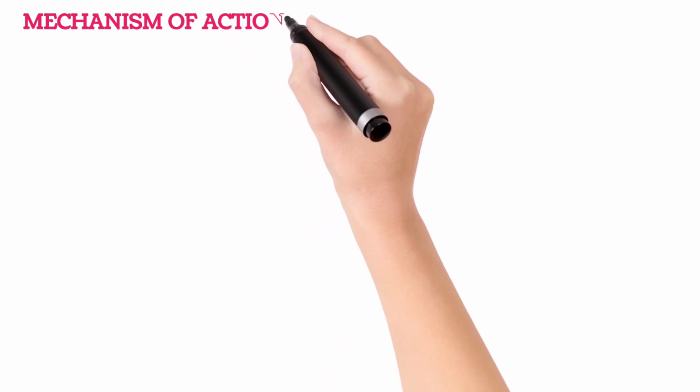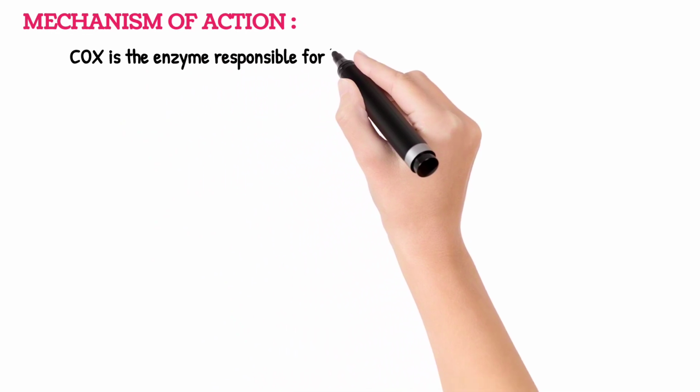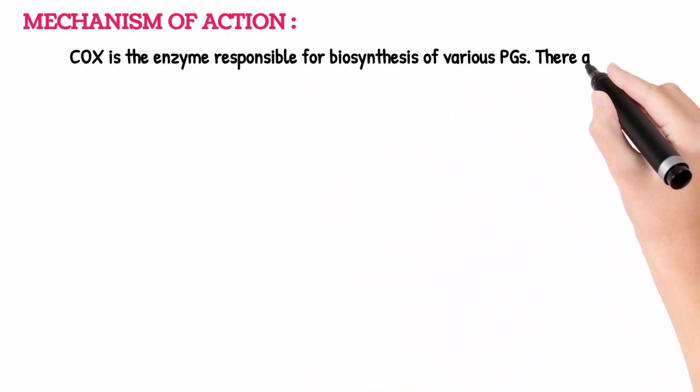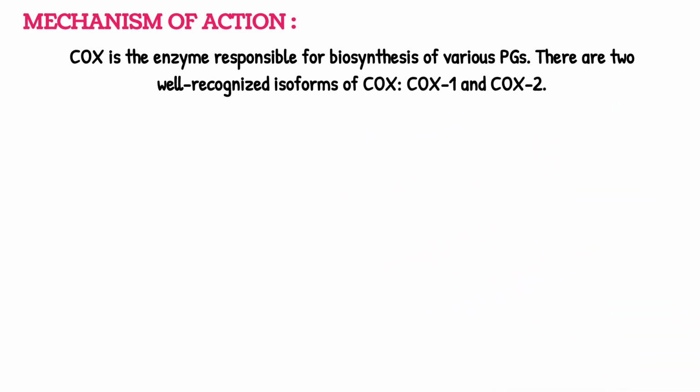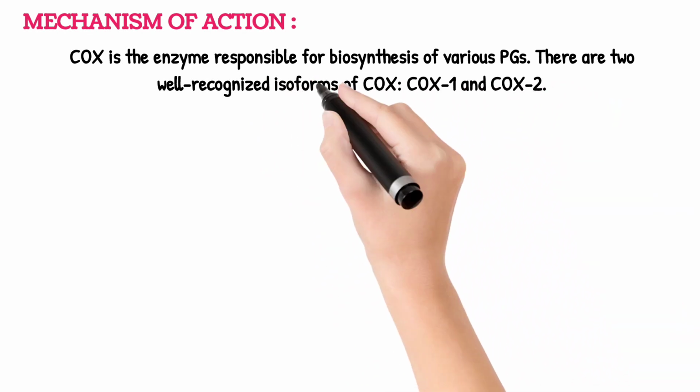Moving on to the mechanism of action, cyclooxygenase is the enzyme responsible for biosynthesis of various prostaglandins. There are two well-recognized isoforms of COX, that is COX-1 and COX-2.